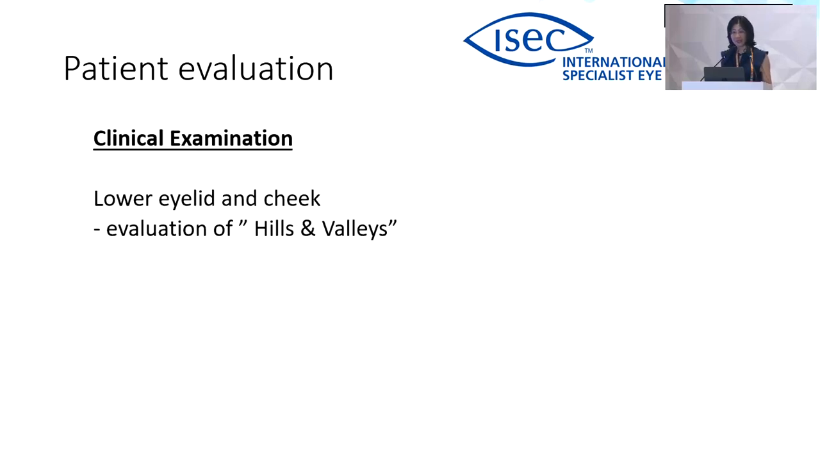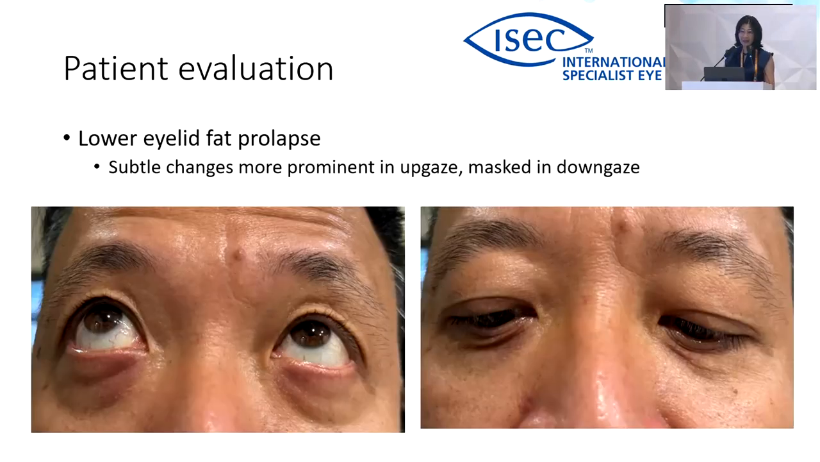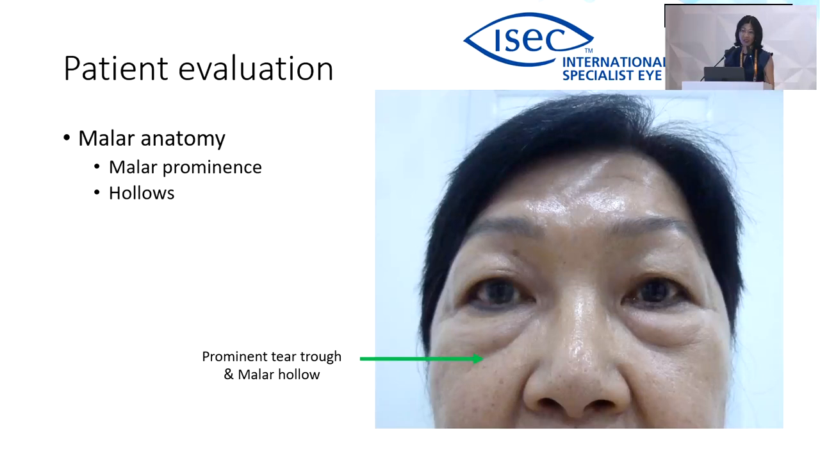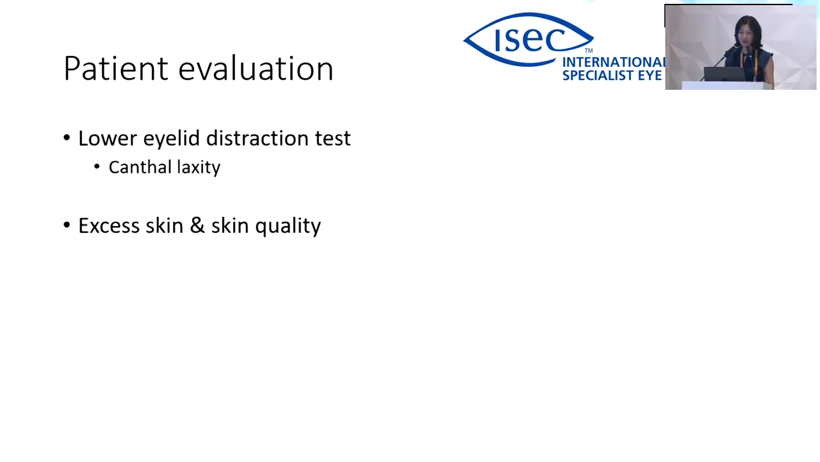And patients should also be evaluated for dry eye symptoms and dry eye disease. So when looking at the patient, we evaluate the lower eyelid and the cheek for the hills and the valleys. So when we look at the lower eyelid fat prolapse, you can see in this picture that the subtle changes are more prominent on upgaze and are masked in the downgaze. We will also look at the cheek, at the malar anatomy, noting whether there is any malar prominence and the presence or absence of hollows. And the lower eyelid distraction test will also let us know whether there is any medial or lateral canthal laxity.